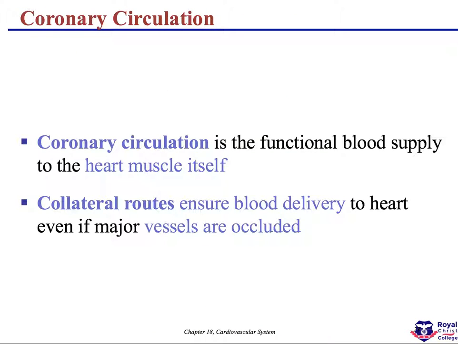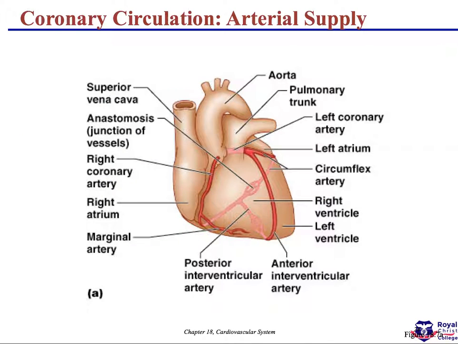Alright, so coronary circulation is the functional blood supply to the heart muscle itself. So coronary circulation, we're looking at the coronary vessels. And the collateral routes ensure blood delivery to the heart even if major vessels are occluded. Occluded means they're blocked by some sort of fatty deposits or atheroma or some sort of plaque. Occlusion. So there's always a backup reserve method in order for blood to get to the heart. So that's known as the collateral routes. So coronary circulation and artery supply.